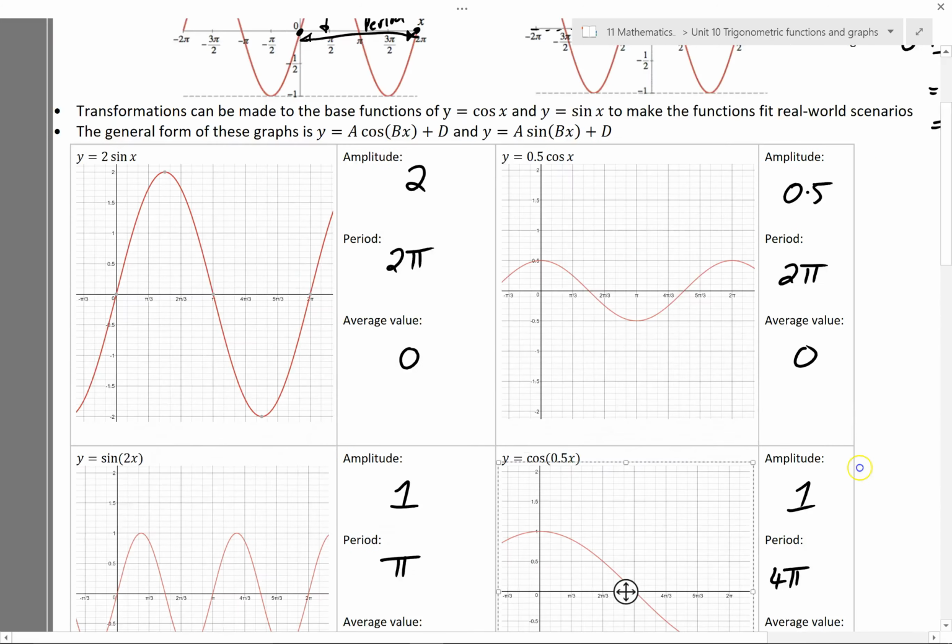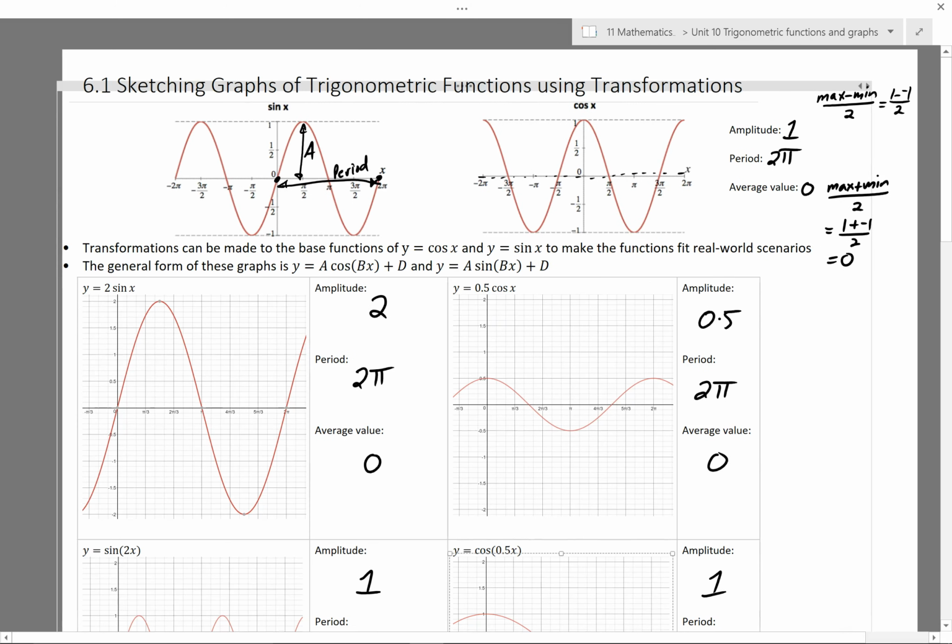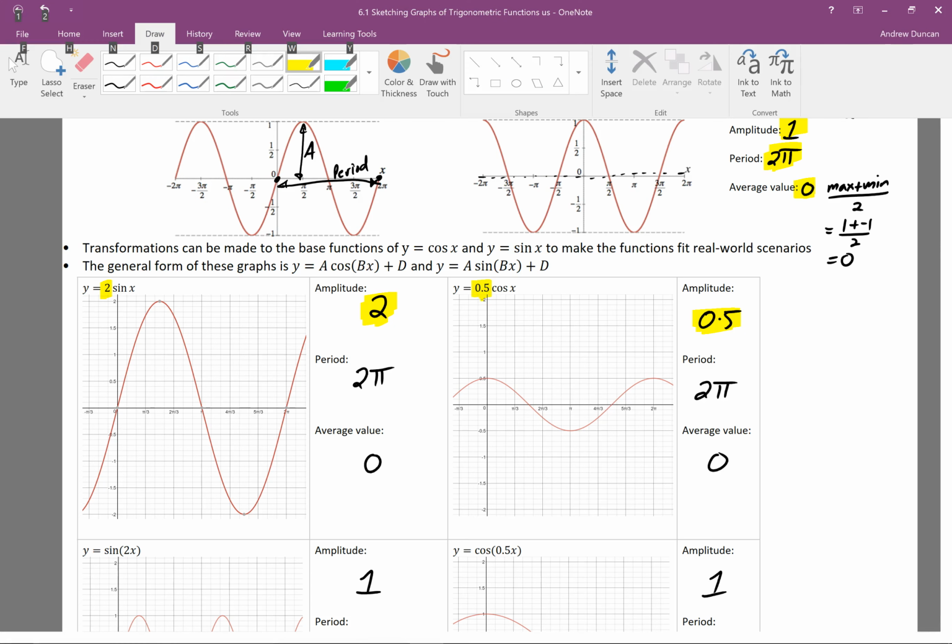The reason why we're doing this is because I'm interested in knowing what is going to make either the amplitude not be 1, the period not be 2 pi, or the average value not be 0. What numbers in the equations are going to be changing those values? So in terms of the amplitude, I can see that these first 2 have had a change of amplitude. And what's caused that is the number out the front. That 2 out the front has made the amplitude 2. That 0.5 out the front of the cosine has made the amplitude 0.5.